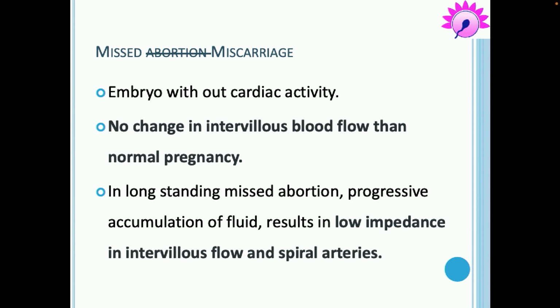In a missed miscarriage or missed abortion, where the embryo has no cardiac activity, no change in the intervillous blood flow is seen. It is the same as in a normal pregnancy. On the contrary, it is a low resistance flow. Why? Because the normal venous flow is a low resistance flow, whereas the fetal flow is a high resistance flow.